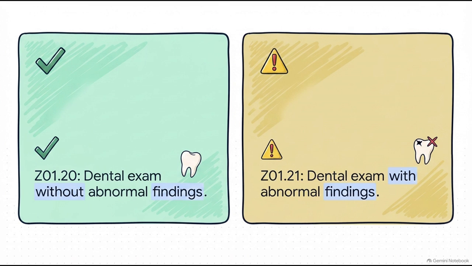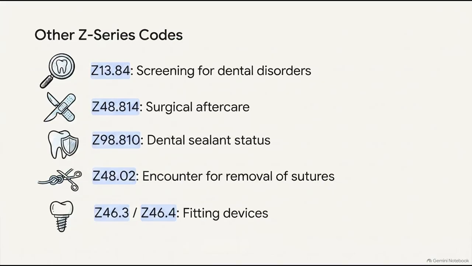However, if during that exact same exam, the dentist finds a cavity or some gingivitis, the primary encounter code immediately shifts to Z01.21 with abnormal findings. It is a tiny change in the code, but a massive difference in how that chart is documented and billed. Beyond those basic exams, we have a whole menu of Z codes that describe exactly why that patient is sitting in the chair. These are your go-to codes, and you've got to be precise here. For instance, use Z13.84 specifically for a dental disorder screening encounter.